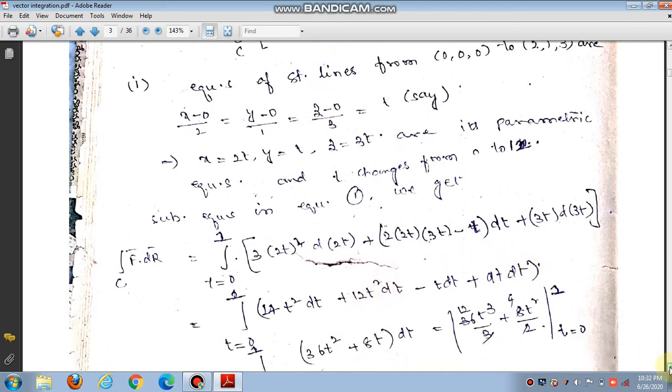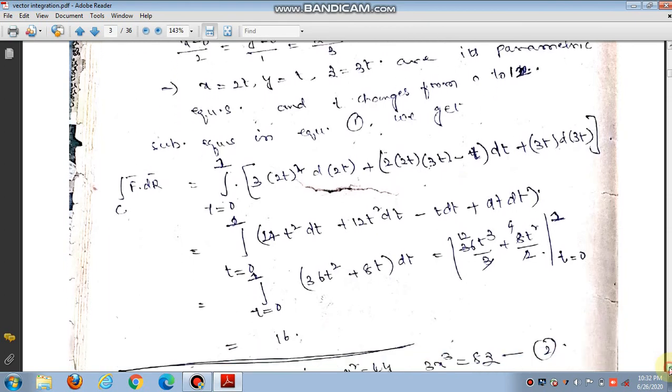So this is our function: the integral from t = 0 to 1, and after simplification the integrand is (36t² + 8t) dt. By integrating with respect to t and substituting the limits, we get the answer 16.